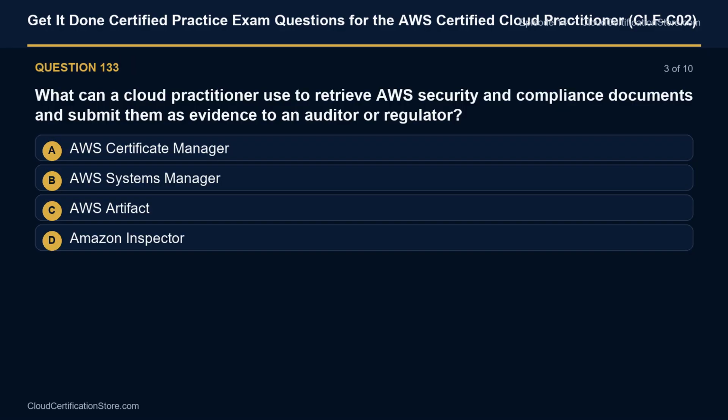Question 133. What can a cloud practitioner use to retrieve AWS security and compliance documents and submit them as evidence to an auditor or regulator? Option A, AWS Certificate Manager. Option B, AWS Systems Manager. Option C, AWS Artifact. Option D, Amazon Inspector.